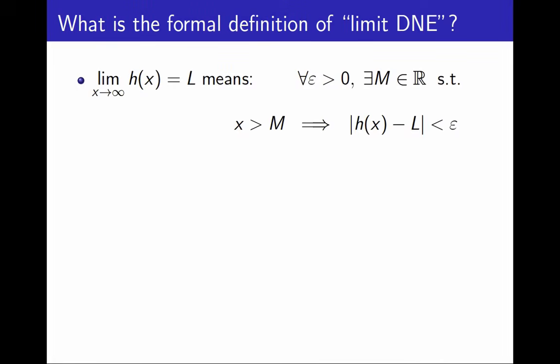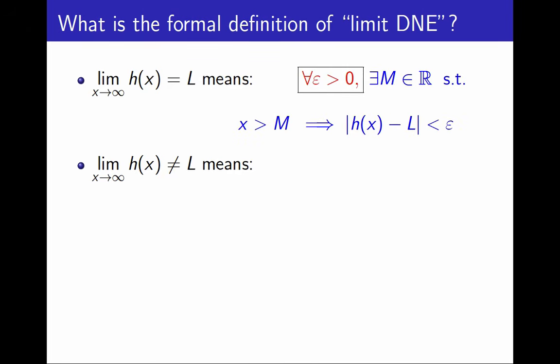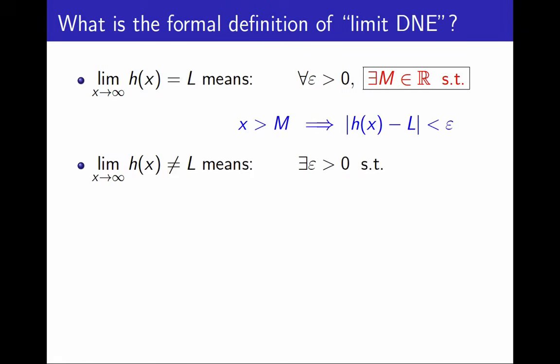To say the limit is not L, I need to negate the previous statement. Let's do that. I need to say it is false that every epsilon satisfies something. In other words, that there exists one epsilon that fails the rest of the sentence. Now I need to say it is false that there is a real number m that satisfies the implication. That means that every real number m fails the implication.